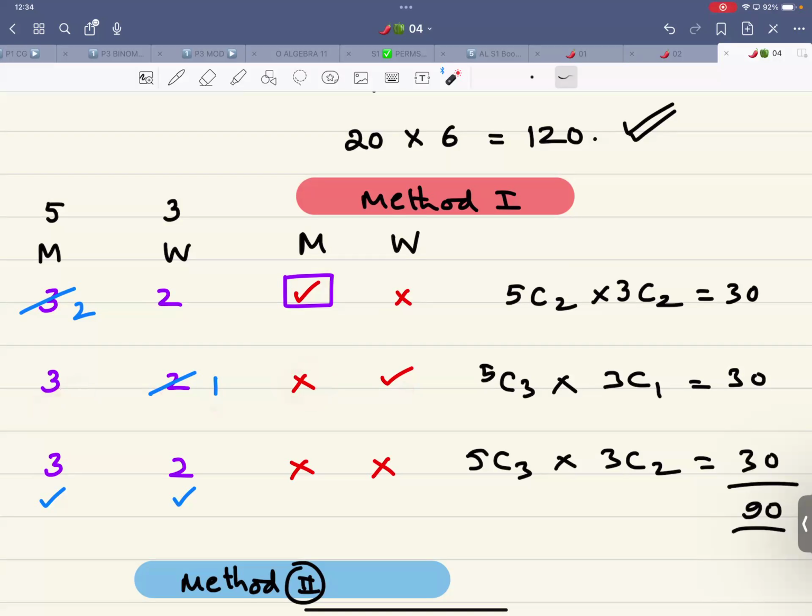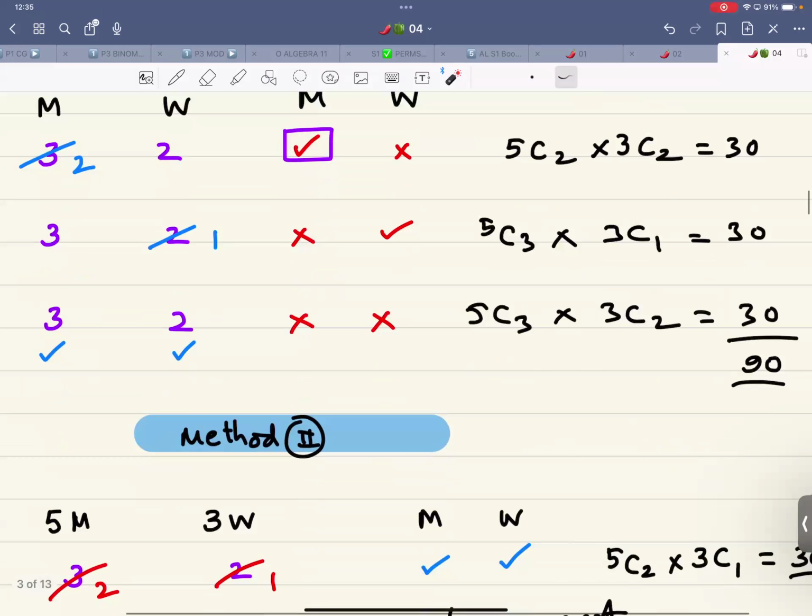Because we are not going into the basics of writing 1C1, which is 1, 1C0, which is 1. So what's the point of writing it? Just slash and work your way out. Both are not selected. If they cannot stand each other, then both should not be on the committee. So still we need 3 and 2. Okay, so now over here, 5C2, 3C2, that's this answer. 5C3, 3C1, that's this answer. 5C3, 3C2, that is this answer. So now when we add it up, that is 90.